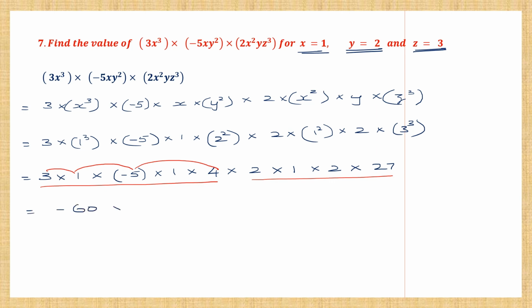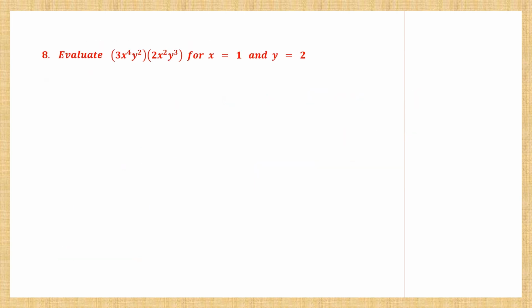The sign is minus into, here we have 2 into 1 is 2, 2 2s are 4, 4 into 27, which is 108. So here we have minus 60 into 108, the sign is minus, 108 into 60. Now when you multiply, you will get 6,480. So our final answer here is minus 6,480. Question 8, evaluate.